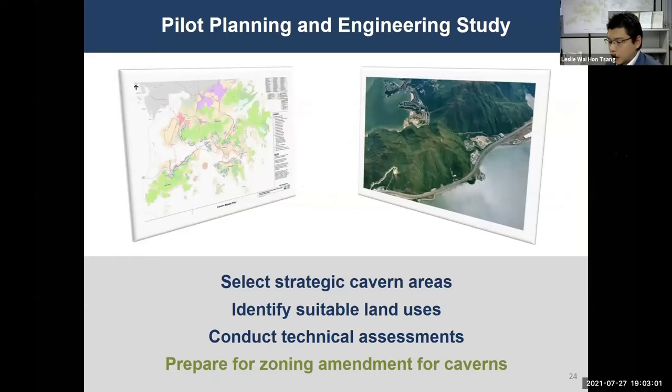Another enabling measure is the pilot planning and engineering study. One of the hindrances for project proponents to participate in cavern development is the early efforts required to kickstart a project, including the zoning mechanism and the zoning amendment procedures. Therefore, a pilot planning and engineering study was launched to identify cavern areas with high development potential, identify the suitable land use, and conduct technical assessment to facilitate the zoning amendment process.